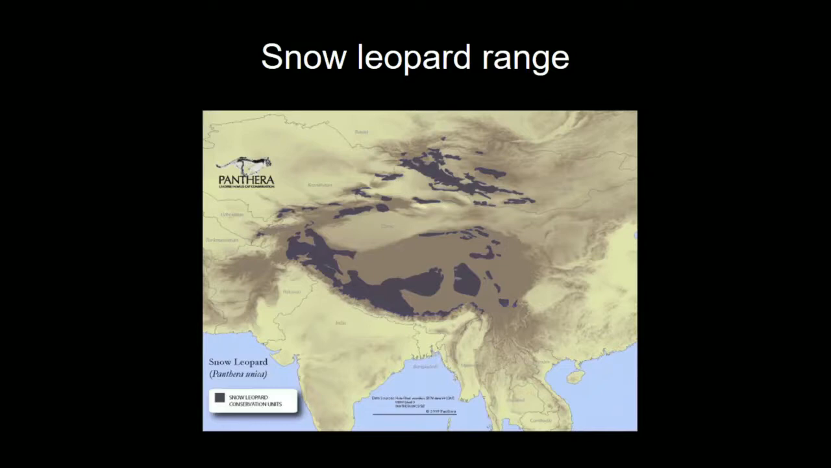Snow leopards are a wild cat found in the mountains of Central Asia, numbering between about 3,500 and 7,000 across about 1.7 to 2 million square kilometres. That's about six times the size of the British Isles, across 12 Central Asian nations.